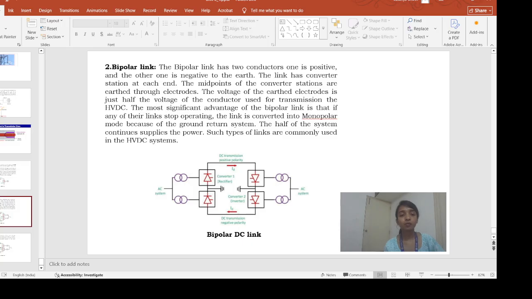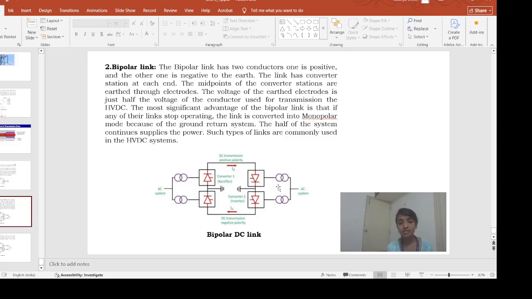So that is the drawback of this monopolar DC link. Next, coming to the bipolar link. In the bipolar link, we have the AC system. That AC power will be stepped up using the step up transformer, then converted to DC power and transmitted through the DC transmission line. On the receiver side, we have the inverter. It will convert that DC power back to AC, and finally it will be stepped down to make it usable for the users, like consumers.